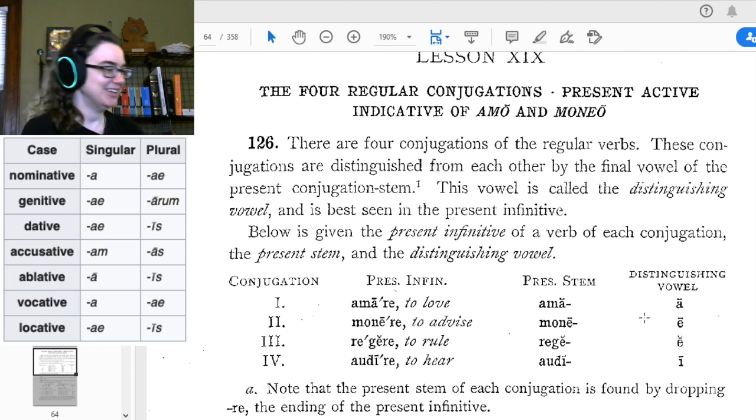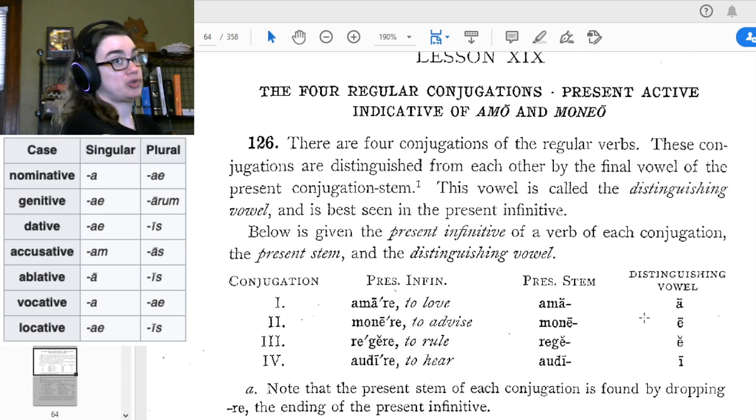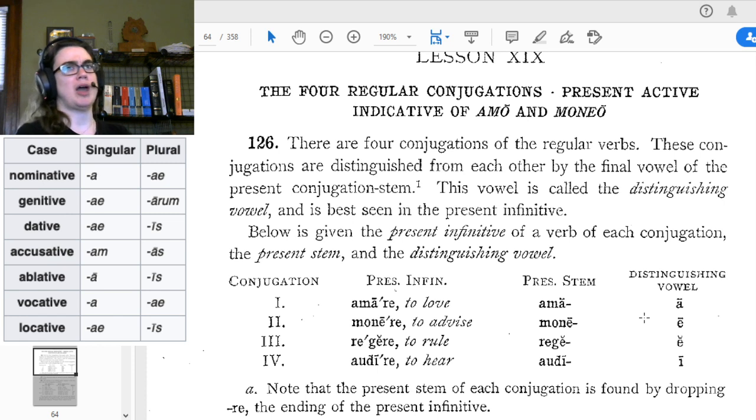But heads up. I think if I were listening to it spoken, I'd pick up the accent more easily than the long versus short. That is very true. And we're not super sure how the long, short pronunciation all worked out. That's like an above my pay grade question. Because sometimes people just say it long. So amare, monere, regere, the short E's.